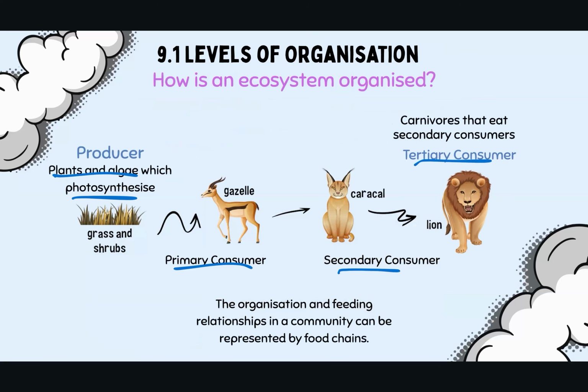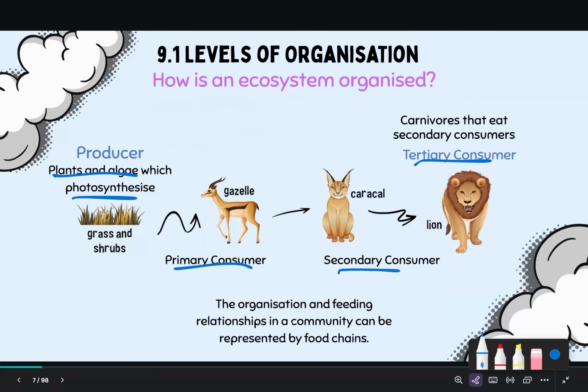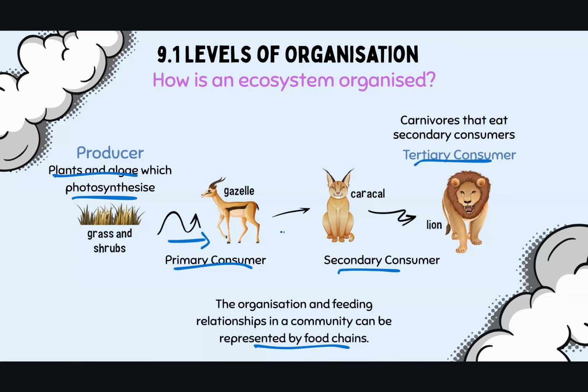Now, the organization and feeding relationships in a community can be represented by food chains. Now, food chains, if you ever draw them in an exam, need to be straight lines. We've put some different types of lines just to make it look good, but it should be straight lines. And what those straight lines show is a transfer of energy. So it's the transferring of energy from the producer, which gets the energy from the sun, and it shows how it goes from one animal to the next to the next.